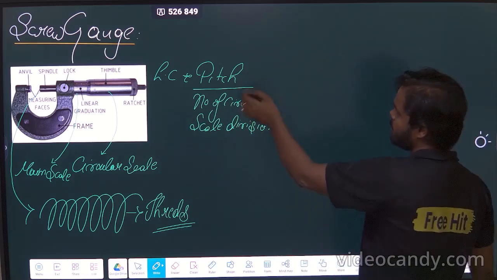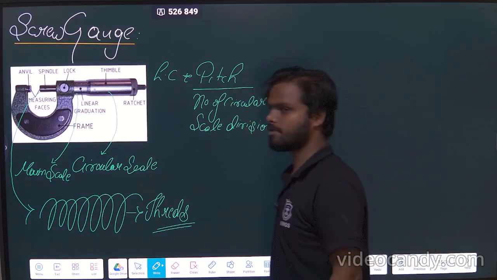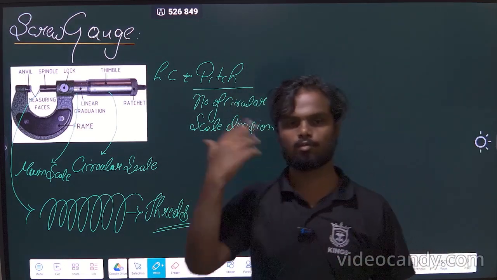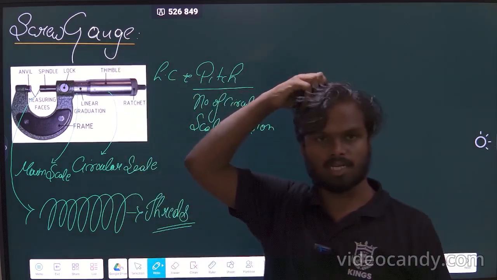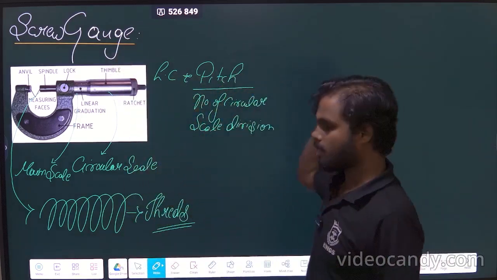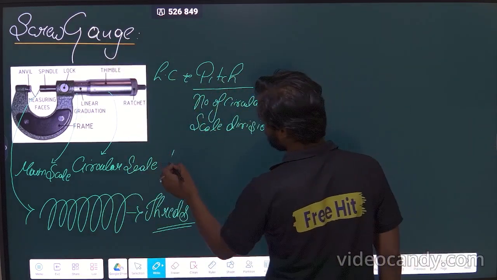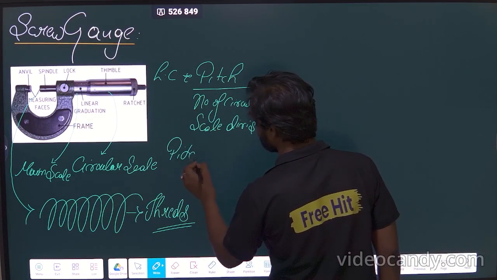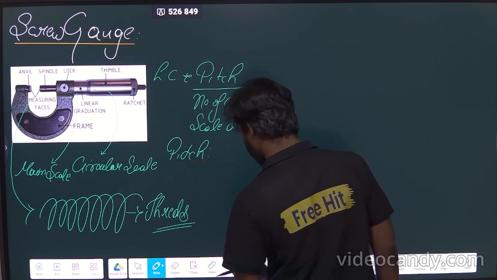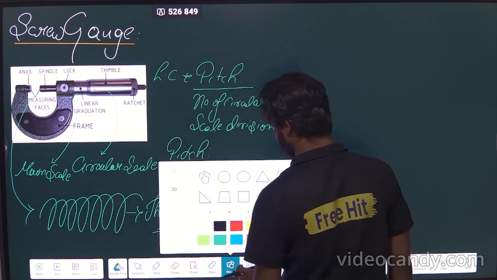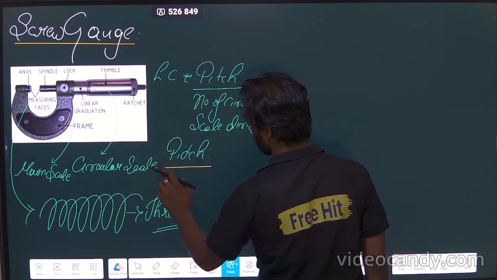Now first we have to understand the pitch. See, the number of circular scale divisions can vary. There can be 100 divisions, 200 divisions, 400 divisions, but we have to understand what pitch is. Pitch has 3 definitions, and you have to remember all of them.